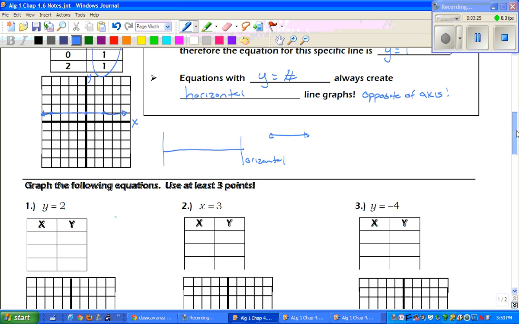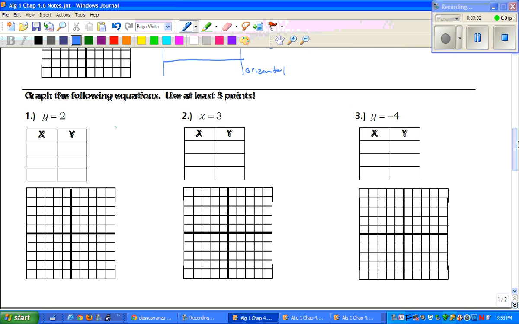All right, let's go to the bottom. It says graph the following equations, use at least 3 points. So we can pick any 3 points, but y is always going to be 2, because that's what the equation tells us. I'm going to pick a negative, 0, and a positive. So (-2, 2), (0, 2), and (3, 2). Draw that line.